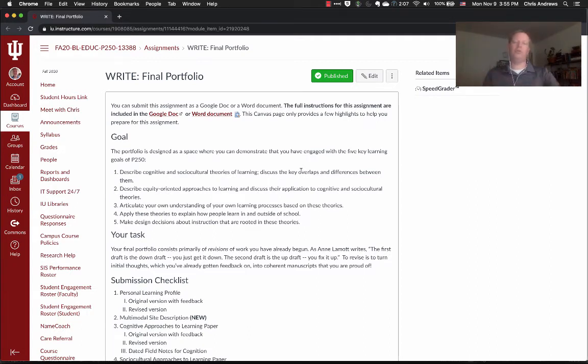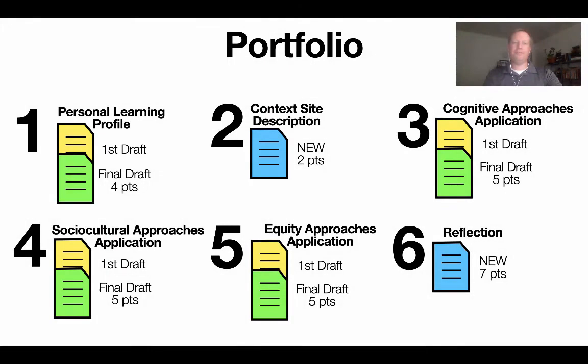Hopefully that gives you an overview of what the portfolio is going to be, and hopefully that helps you feel a little bit of relief, or at least better understanding of what the portfolio is going to be. Last thing I want to mention is that you've already turned in some of these assignments, and so you actually could get started on revisions on this final portfolio if you would like. Now that the portfolio prompt is posted, you actually could get started on this.